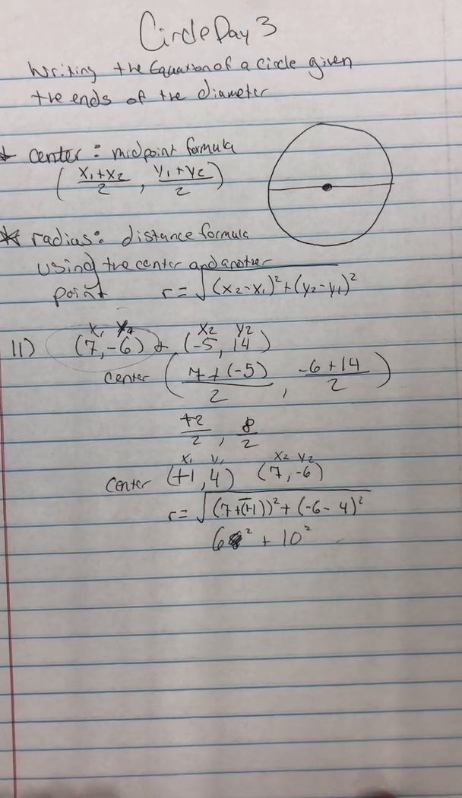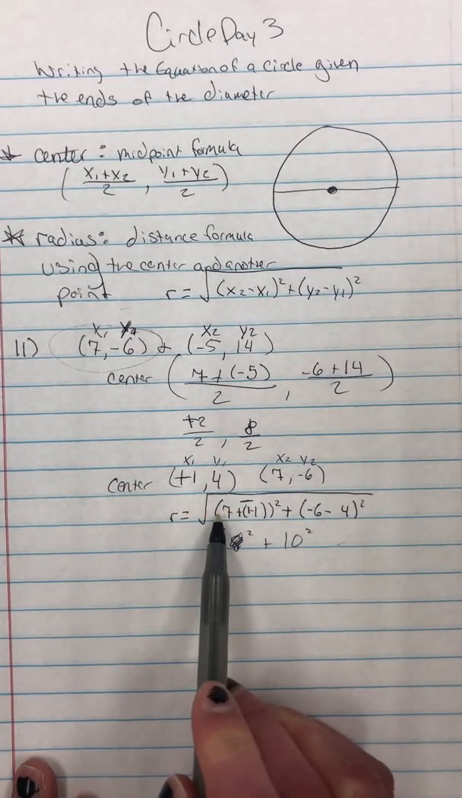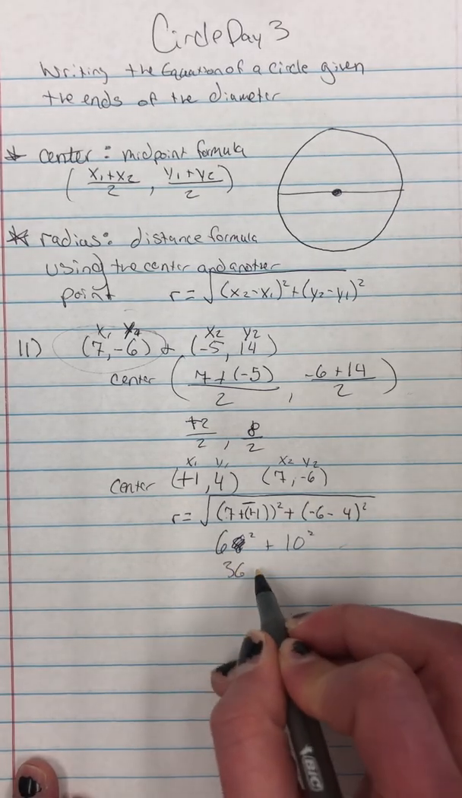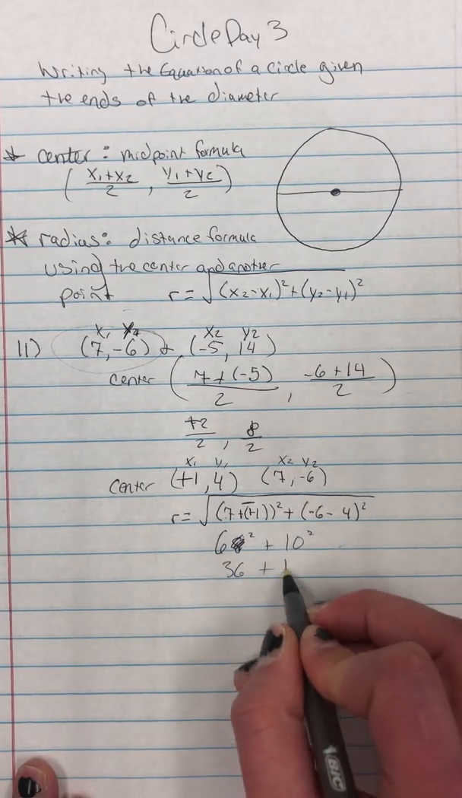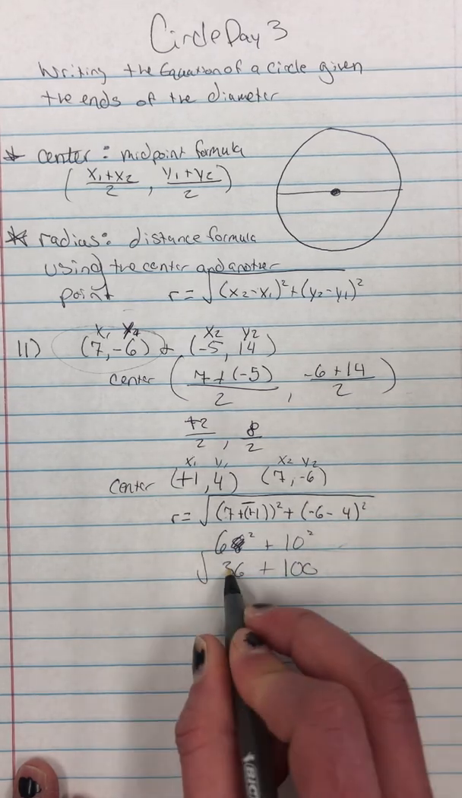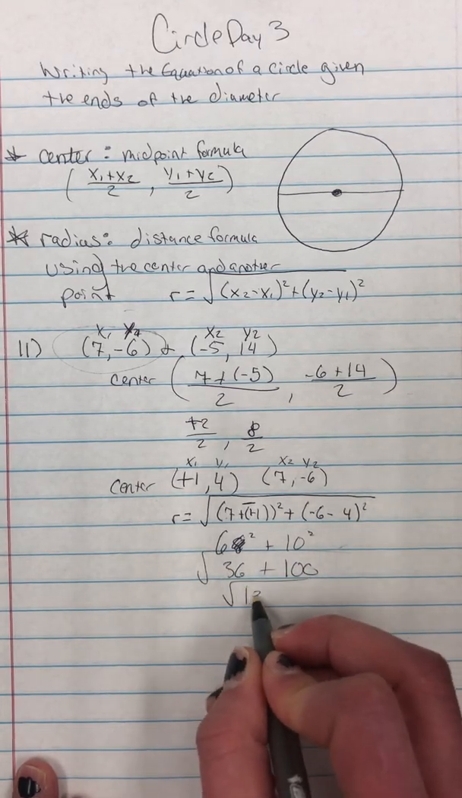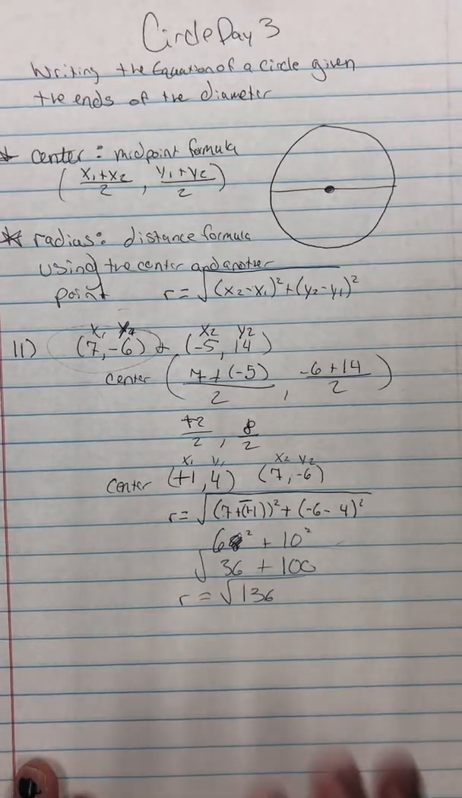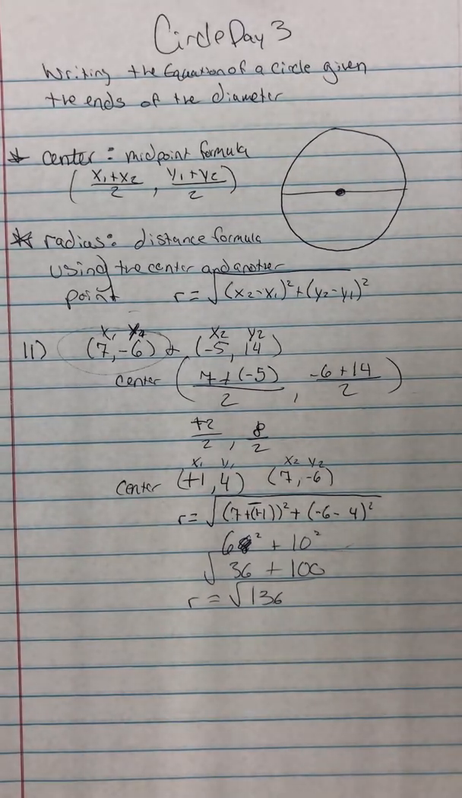If you want to fix that on your paper, that should be a positive 1, and it's going to be 7 minus 1, which is 6. 6 squared is 36, and 10 squared is 100. 36 plus 100 is going to be the square root of 136. You can simplify that, but I'm just not going to simplify it at this moment.